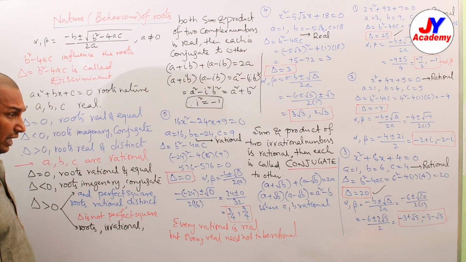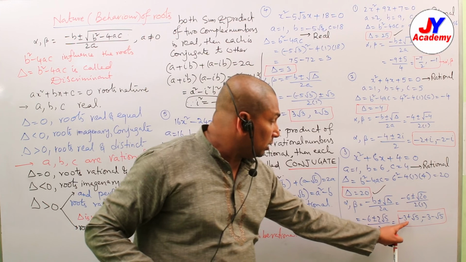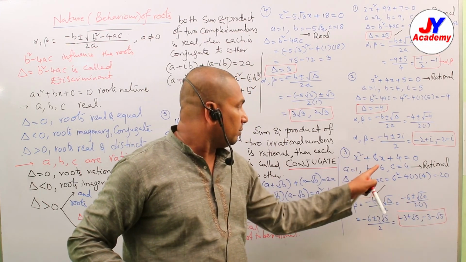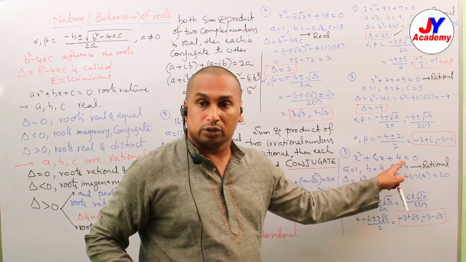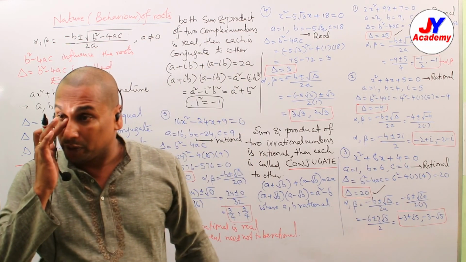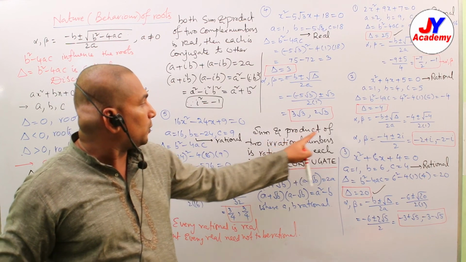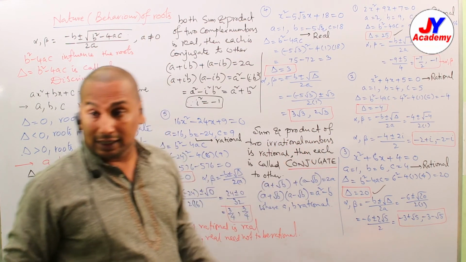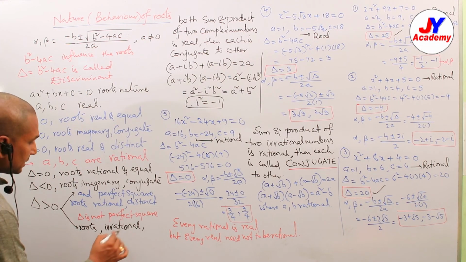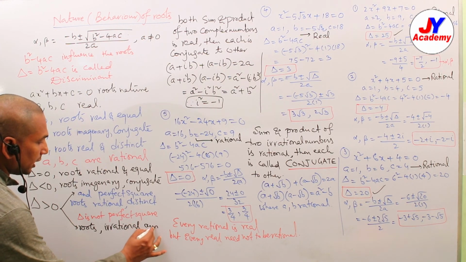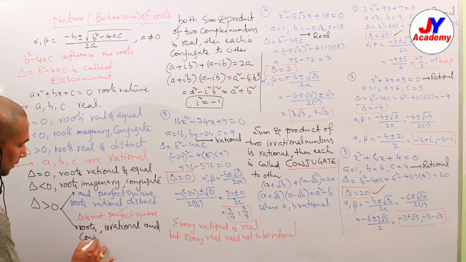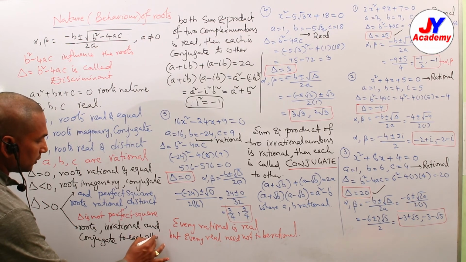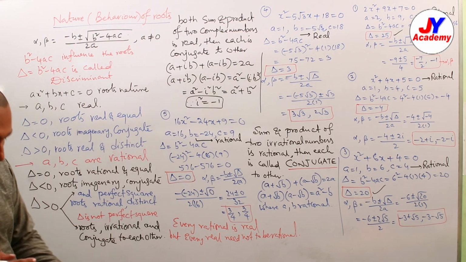So irrational. But if you observe, while adding these two, what are we getting? Sum of roots is minus 6. What is the product of roots? 4. Both are rational. See this condition: both the sum and product of two irrational numbers are rational. Each is called the conjugate. So roots are irrational and conjugate to each other. Got it, all of you?